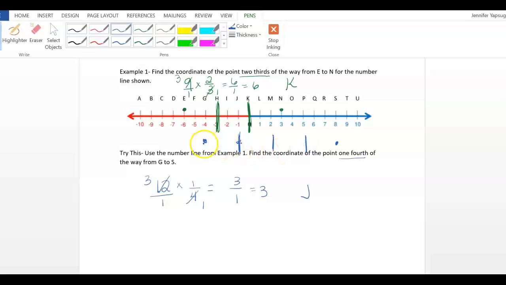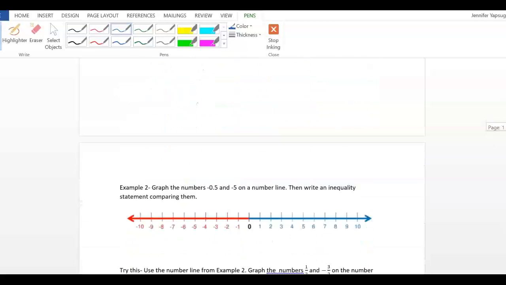So you can see that if I'm going 1/4, I'd still end up with J. So again, you can use the number line by cutting it into pieces, or you can do the math with the fraction. Okay, let's move on to our next example.